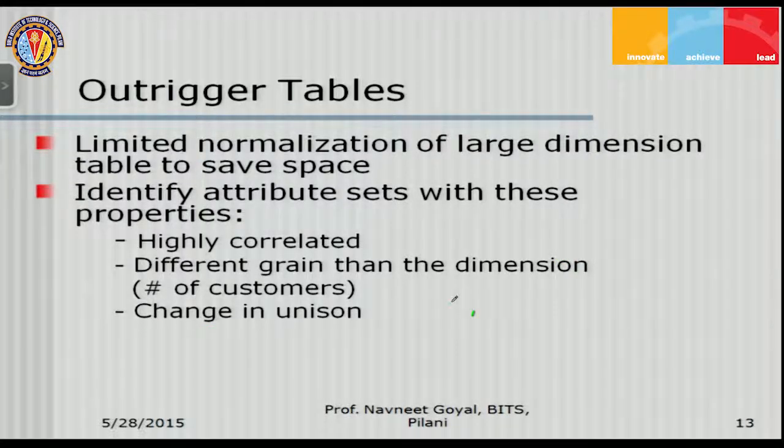So limited normalization of a large dimension table to save space, and here we try to identify attribute sets with the following properties. First, these sets of attributes are highly correlated. Second, they are at a different grain than the dimension; for the customer dimension the grain is the number of customers, so it is at a different grain. And the third important characteristic is that they change in unison, that is, if something has to change, a lot of attributes would change together.